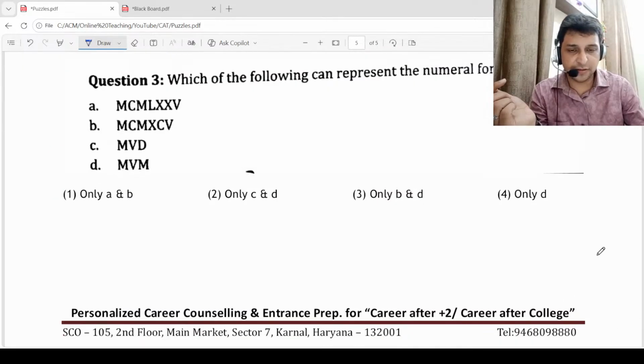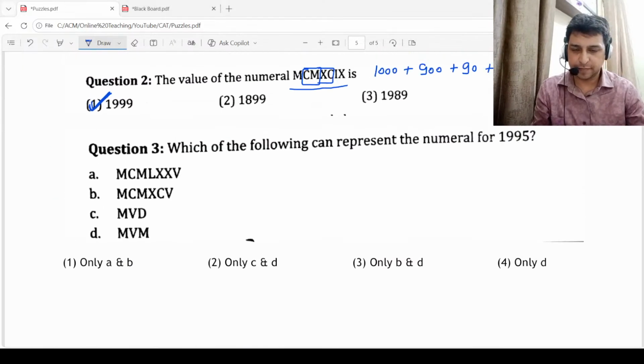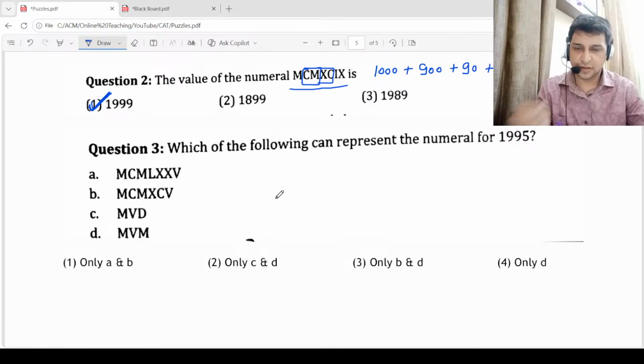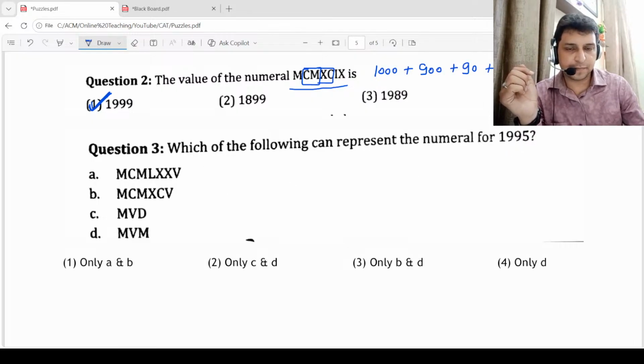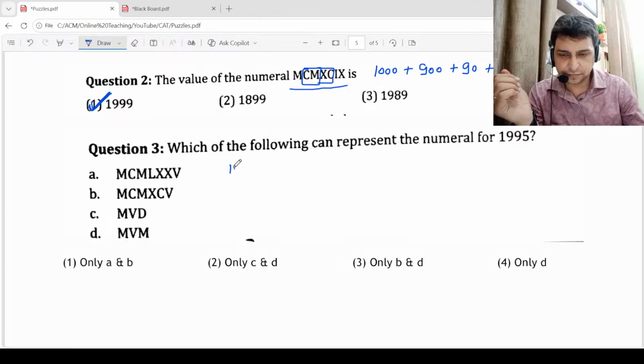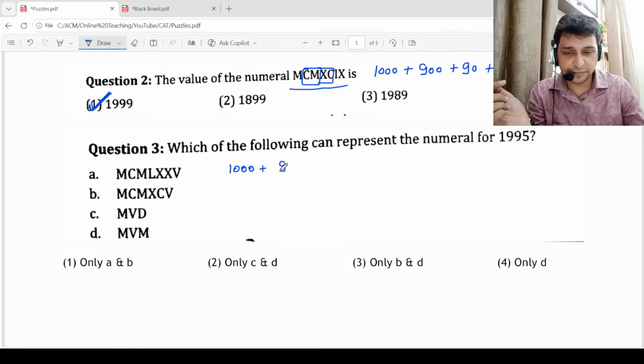Another question we are left with. The last question of the day. Which of the following can represent the numeral for 1995? Now M, that is 1000. CM, 100 and 1000, 100 is before that. That is 900.